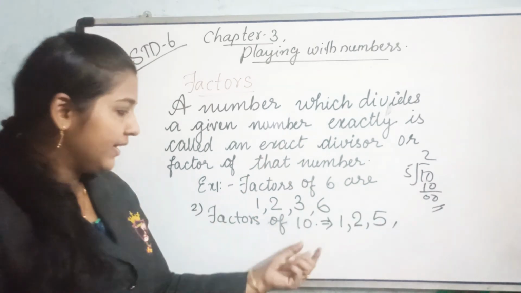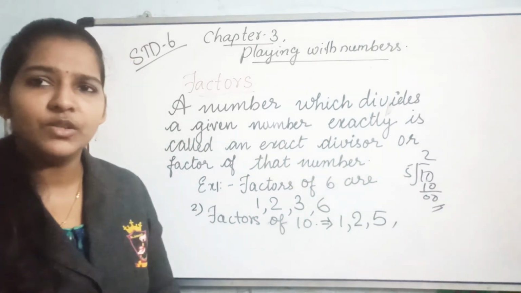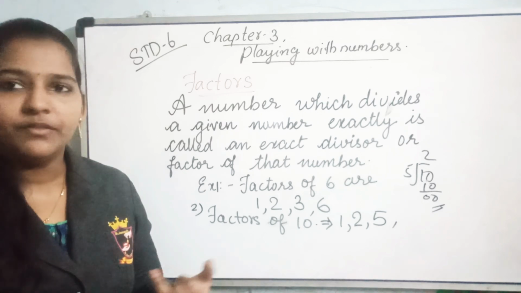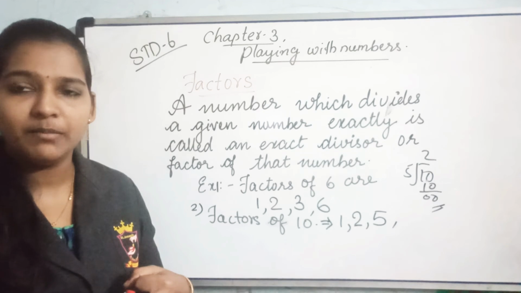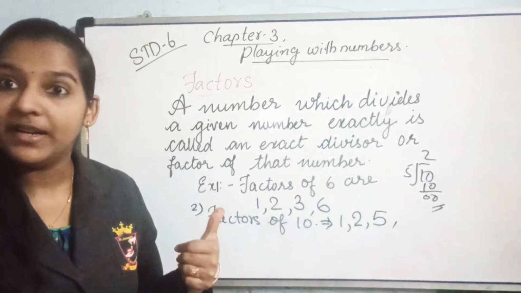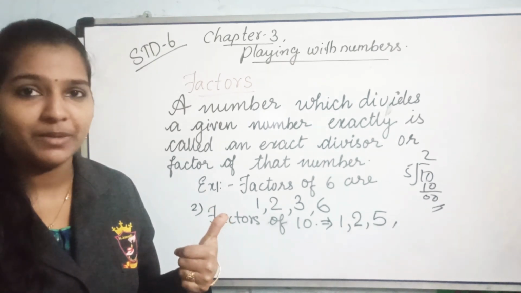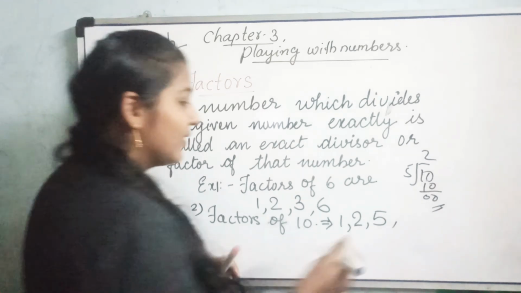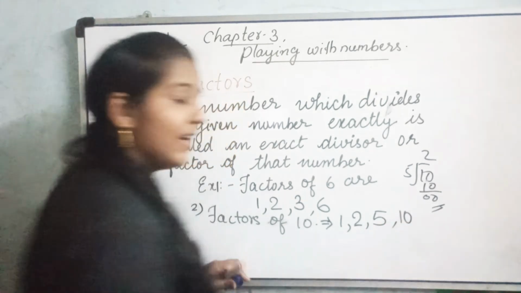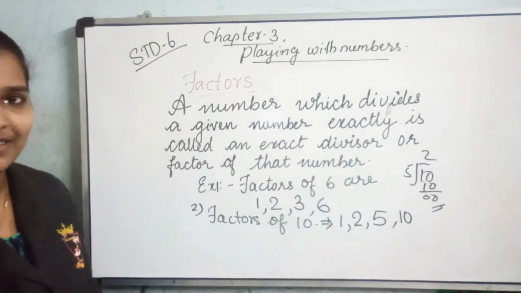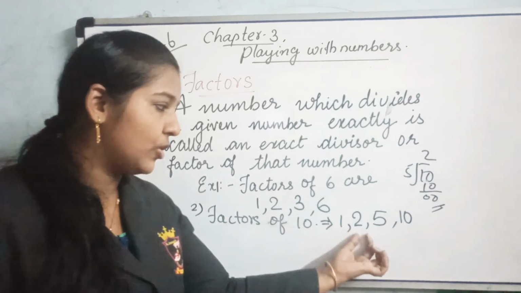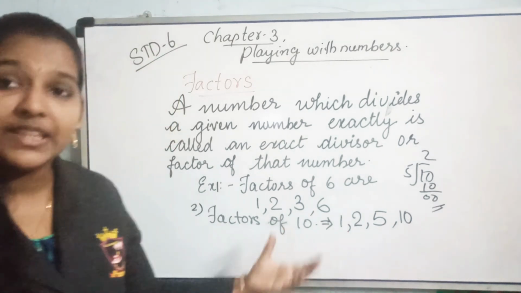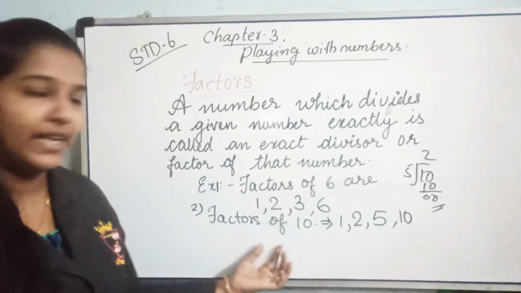Got it? Now the next number, which one can we use to divide 10? The 10 is not coming in 6's table, 7's table, 8's table and 9's table, but in 10's table it's coming, right? So you can write 10. That is 1 10 is 10, right? So factors of 10 are 1, 2, 5, 10. These are the factors of 10.